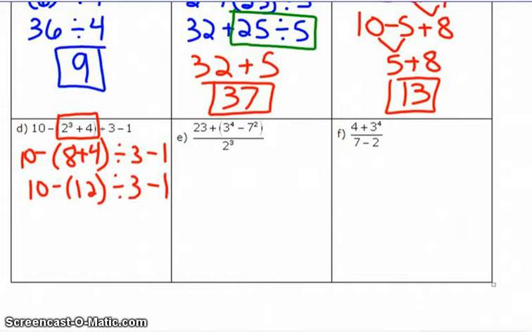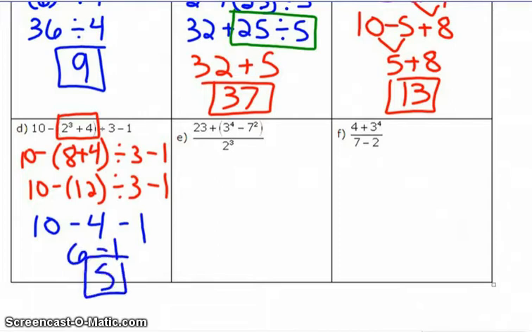Now again, don't forget to keep following order of operations. I wouldn't do 10 minus 12 because division comes before subtraction. I would take 12 divided by 3, which is 4. Now I would go 10 minus 4 first, because that comes first in the problem, and then minus 1. So 6 minus 1 is 5. Okay. Now E. This one, if you notice, it has a big fraction bar over it.